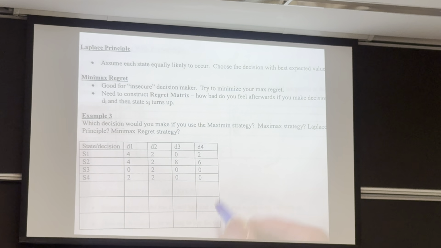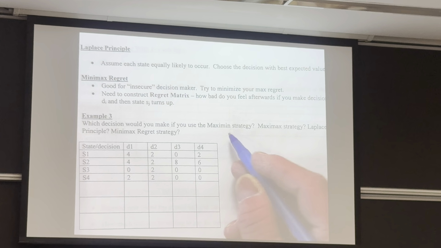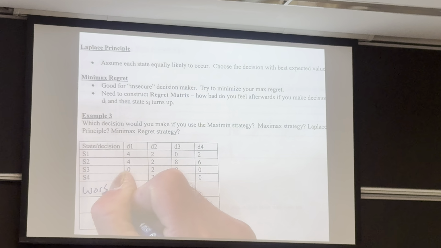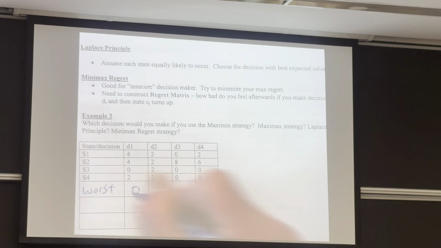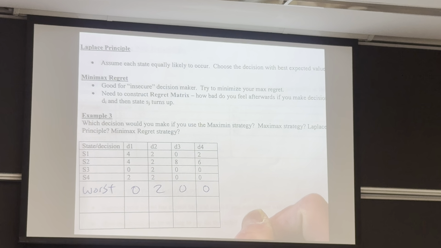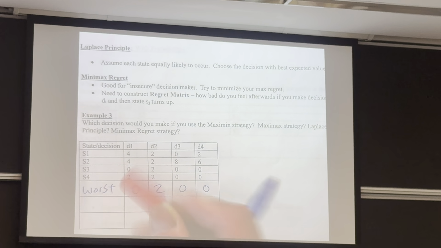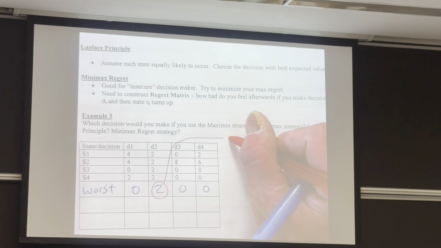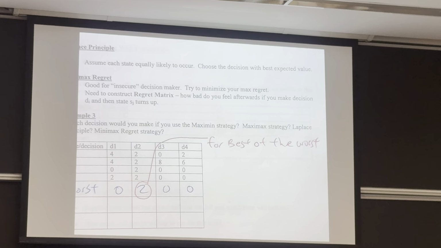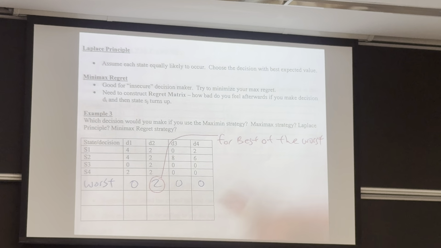So if you were using the maxi-min approach, then you're the pessimist person. So you would look at the worst thing that can happen to you. So you choose D1, the worst thing that can happen, you end up with $0. Here the worst thing is 2, here the worst thing is 0, here the worst thing is 0. And so if you were using the maxi-min strategy, so-called best of the worst, is this one here. So for best of the worst, you would be basically choosing D2.